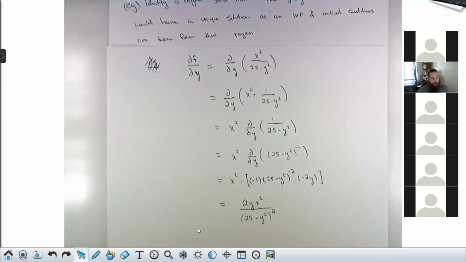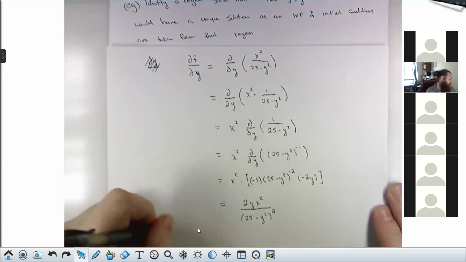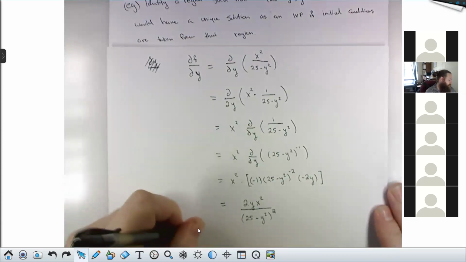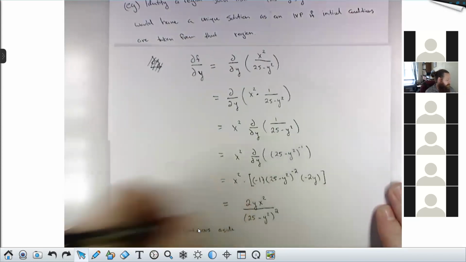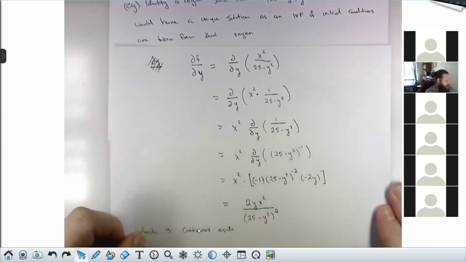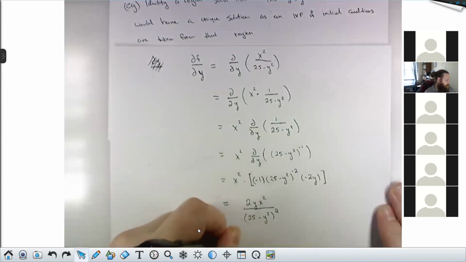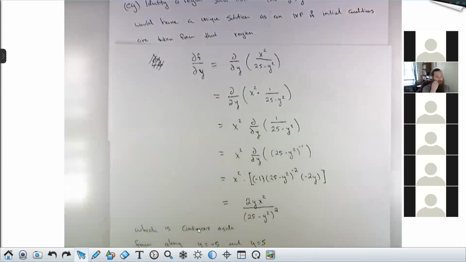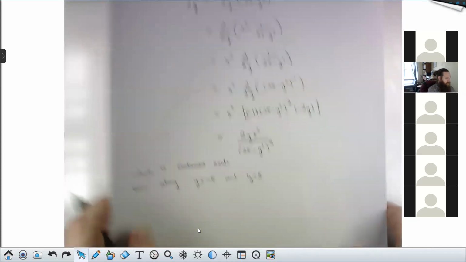Along y equals -5 and +5 again. Same places, right? Which is continuous aside from along y equals -5 and y equals +5. Okay.